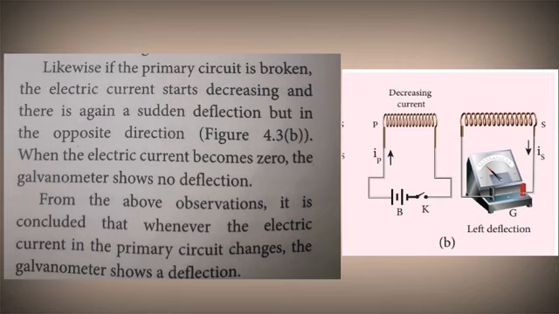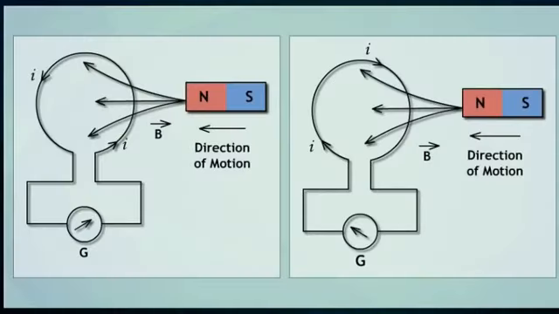From the above observation, it is concluded that whenever the electric current in the primary circuit changes, the galvanometer shows a deflection. Faraday's law of electromagnetic induction.